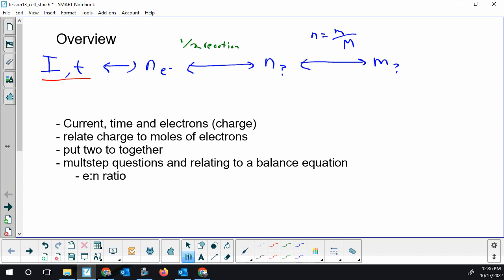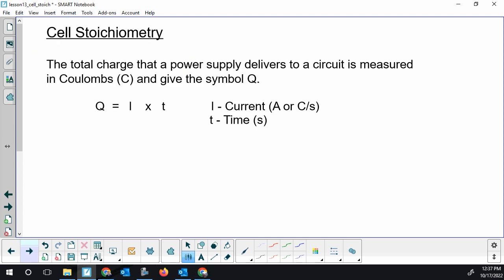So let's jump into how do you use current and time to get moles of electrons? We're going to do this in 2 steps. We're going to talk about how much charge a power supply delivers first, and then we'll relate charge to how many electrons it actually is. The total charge that a power supply delivers is measured in coulombs and given symbol big Q. So it's not that little q from thermodynamics. The current times the time will tell you how much charge you have.